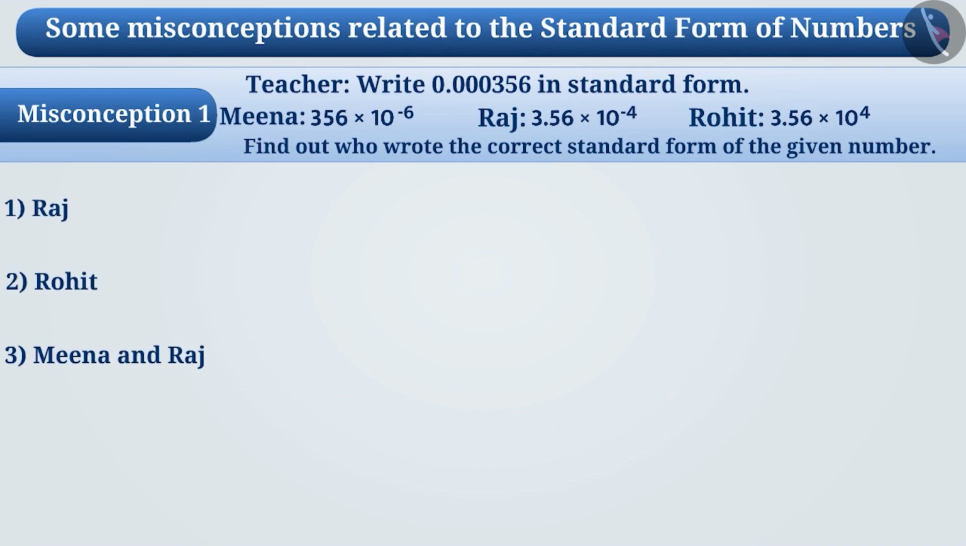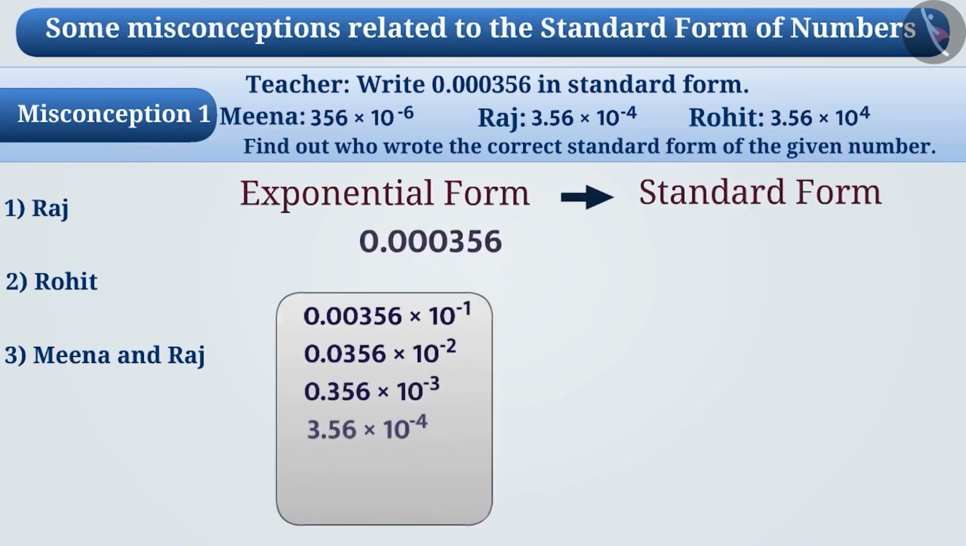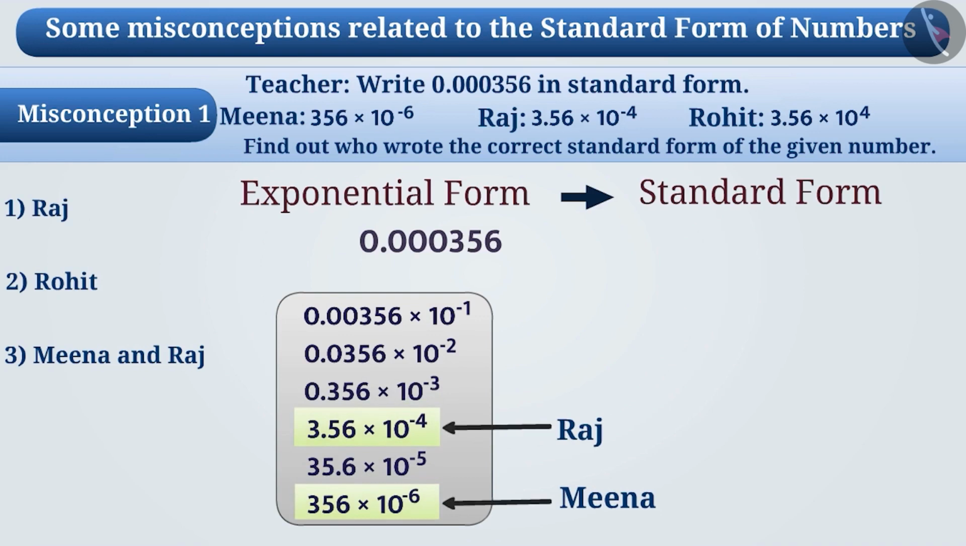Some children are not able to understand the difference between the exponential form and the standard form of a number. They think that the exponential form of a number is the standard form. Like, we can write the given number in different ways like this. They can see that Meena's and Raj's answers are amongst these, so they think that option 3 is the correct answer. Since not every exponential form is the standard form, option 3 is an incorrect answer.